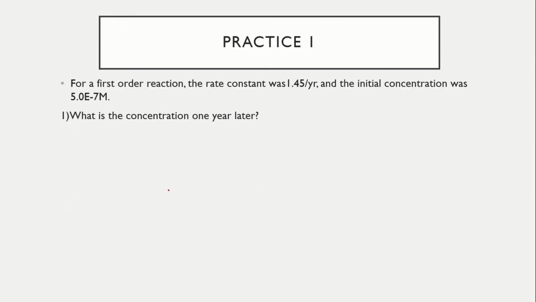Question asks, for a first order reaction, the rate constant was 1.45 per year, and the initial concentration was 5.0 e to the negative 7 molar. It asks, what is the concentration 1 year later? So the t would be 1 year. And you have to bring up the integrated first order rate law equation, which is ln [A]t equals negative kt plus ln [A]0, which is the initial concentration.